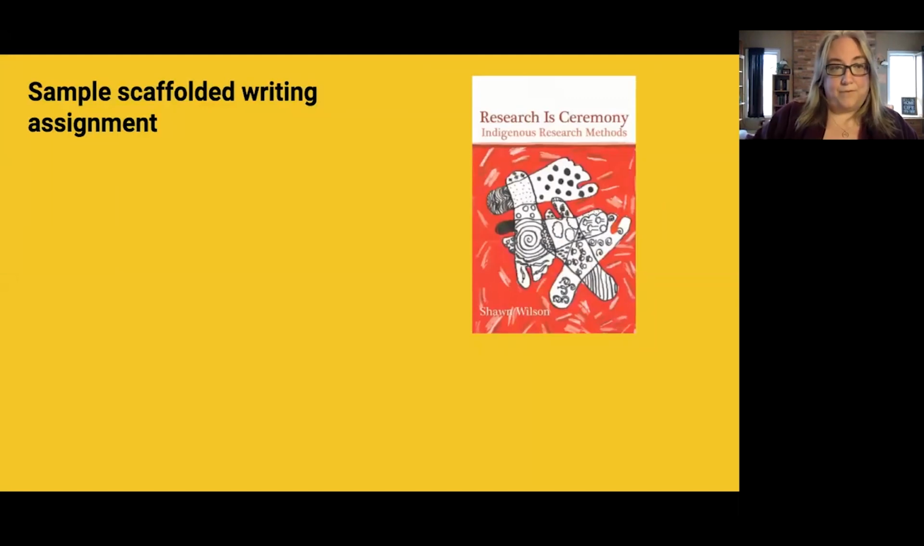To finish up, before I open this up for a broader conversation, I wanted to provide an example of a scaffolded writing assignment that I helped develop in collaboration with a faculty member at another institution. I'm in the process right now of annotating these assignments, the really detailed instructions that we gave to students. And with permission from my colleague, I'll be making those available on our website, hopefully in the coming weeks.